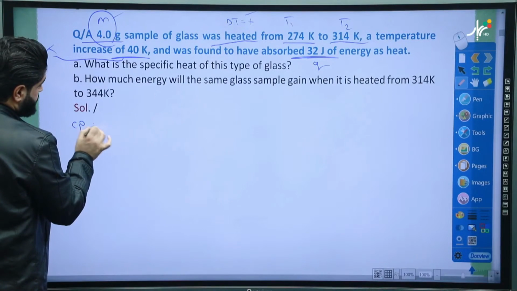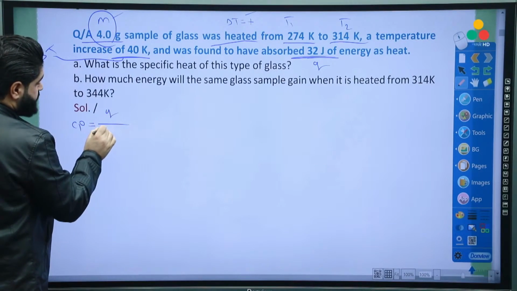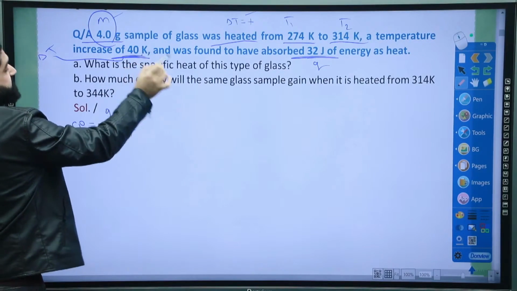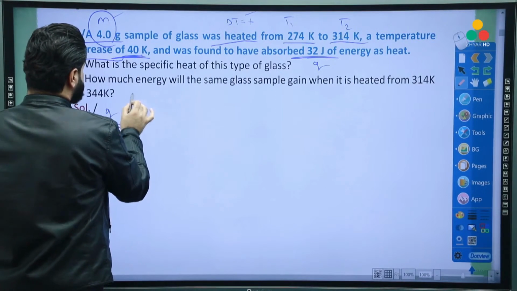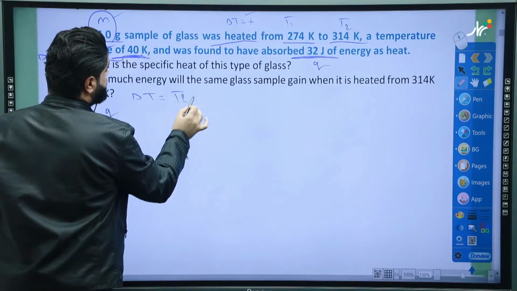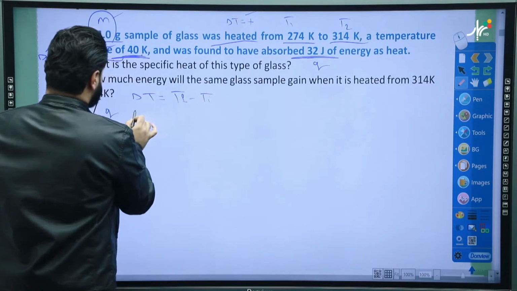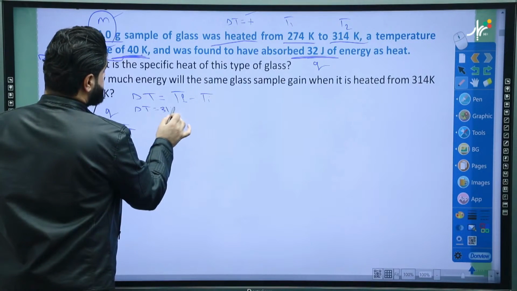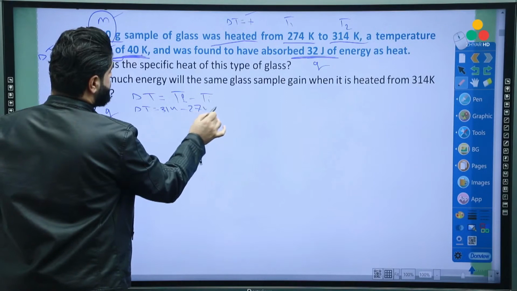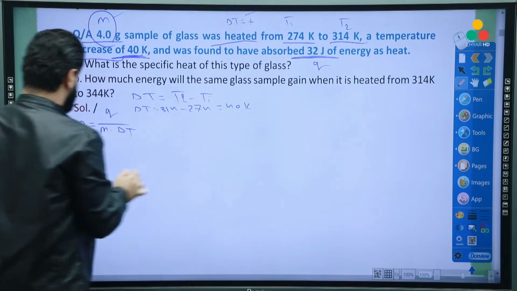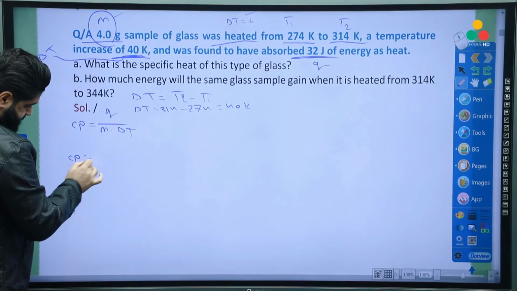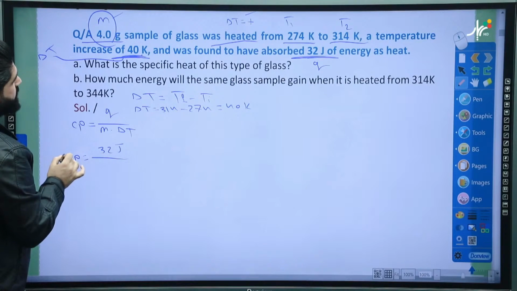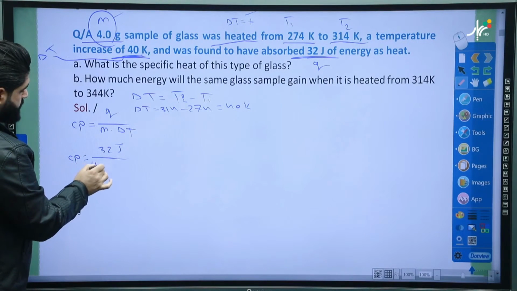Cp equals Q over M delta T. We have Q, we have M, and we have delta T here. Or you can get the value of delta T. Delta T equals T final minus T initial. Delta T equals 340 minus 274 equals 40 Kelvin. So now Cp will be, Q is 32 joule, and M we have 4 gram.